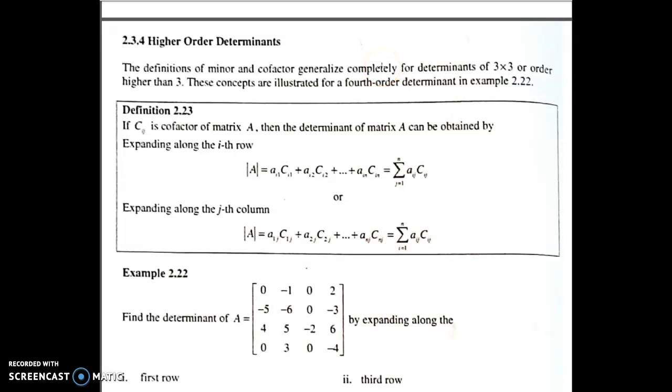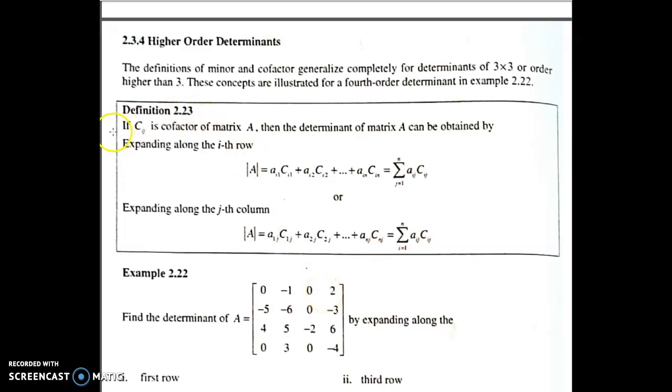Alright, now that we have learned how to calculate the minor and cofactor, let's see how to apply it in calculating determinants for higher order matrices. The good news is, for the calculation of the determinant using minor and cofactor, we don't actually need to calculate all of the minors and cofactors to find the determinant.